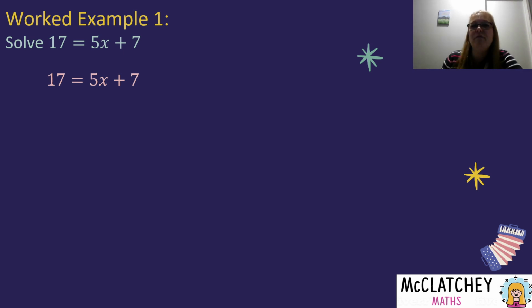Okay, so first of all, I've rewritten this equation underneath. Just makes it easy for me to solve it.